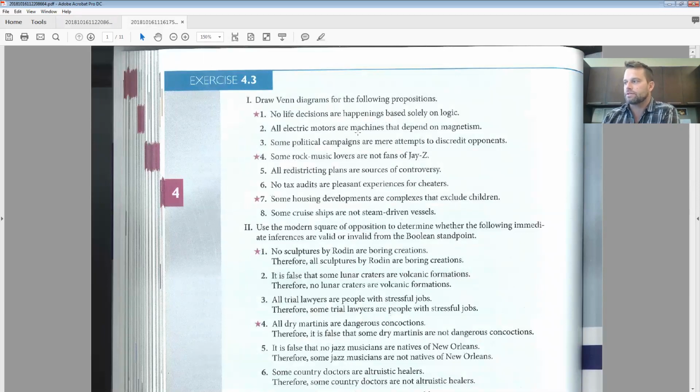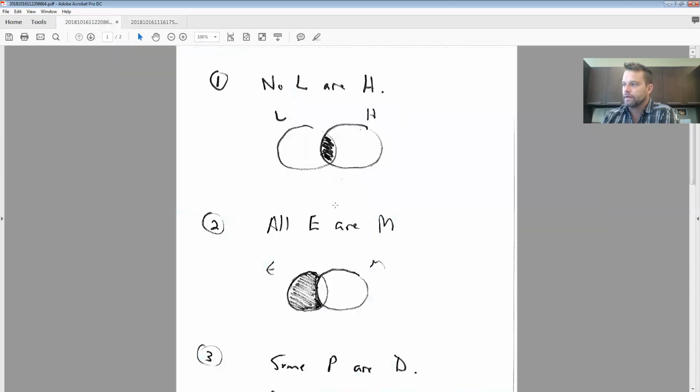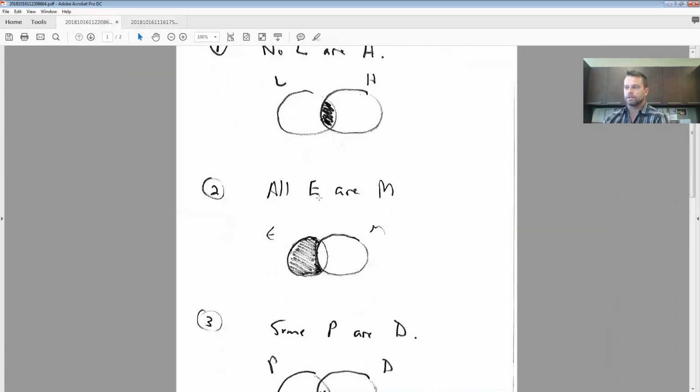Number two, all electric motors are machines that depend on magnetism. Here I've used E and M. All electric motors are machines that depend on magnetism. And we create our two circles. Remember to put the subject on the left, predicate on the right.